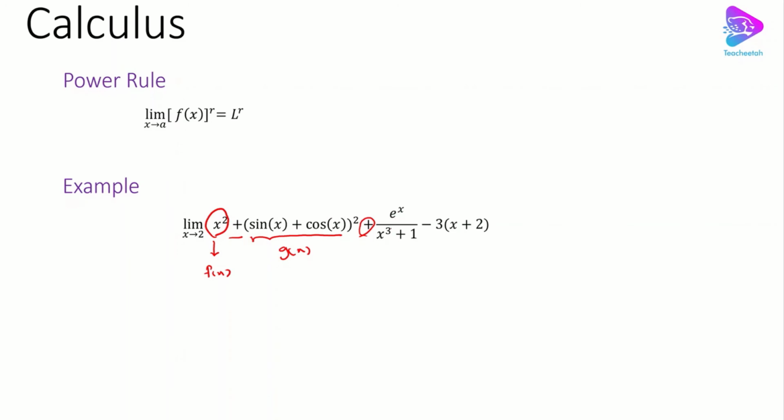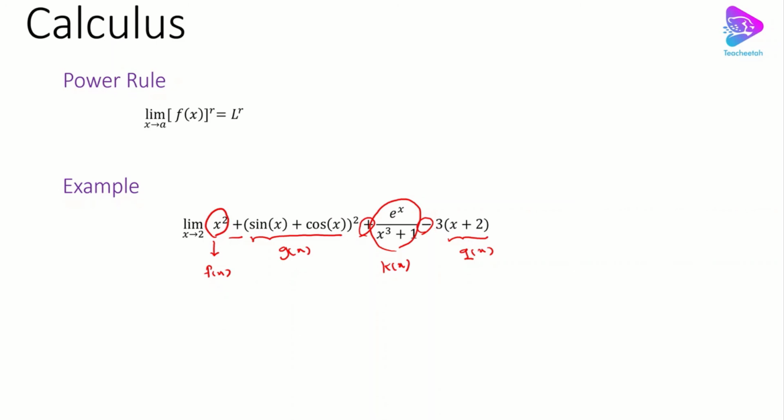Finally we have the quotient rule. As you can see, x e to the power of x over x cubed plus 1, and I'm going to call this k of x. Then we have the difference rule, the negative sign here, and finally a constant number times a function, which we can call q of x. This 3 that we have is a constant number.